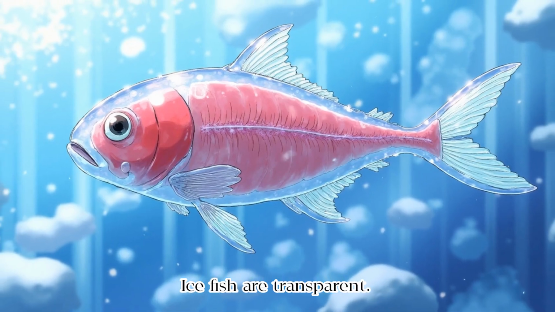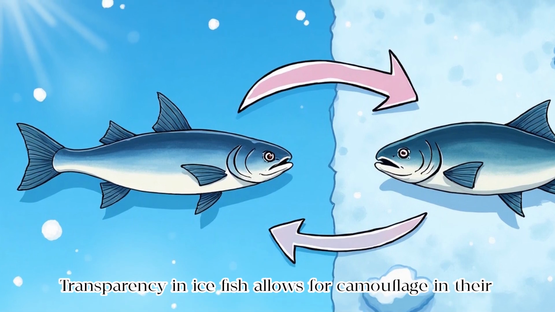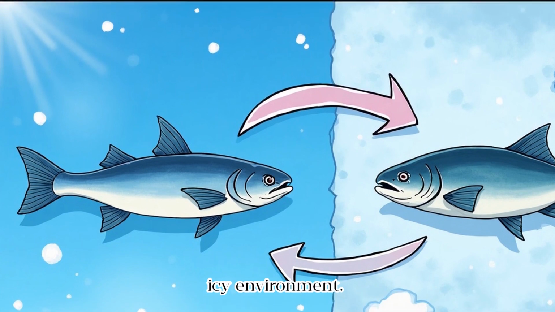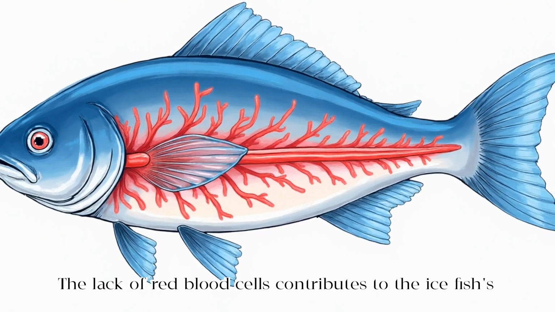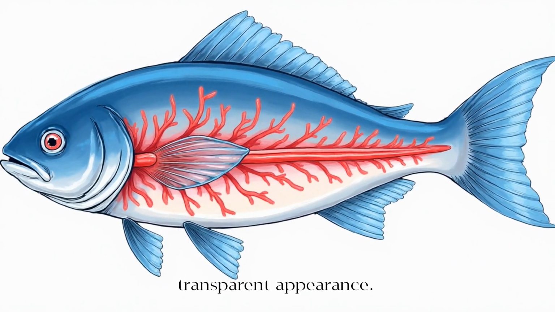Ice fish are transparent. Transparency in ice fish allows for camouflage in their icy environment. The lack of red blood cells contributes to the ice fish's transparent appearance.